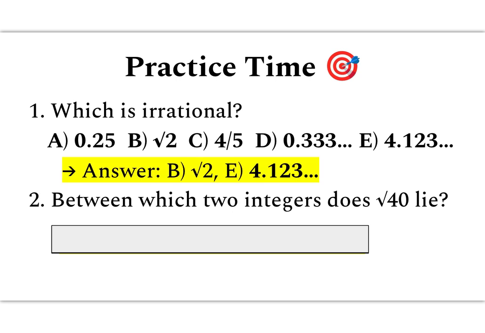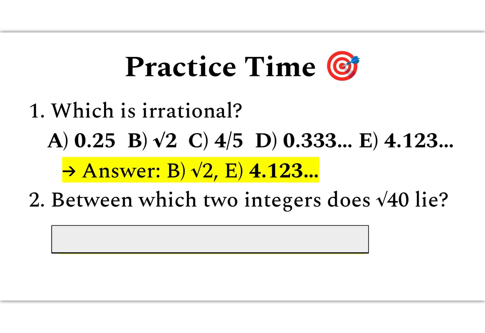Question A, the answer is B and E. It's asking you which is an irrational number. We already talked about square root of 2, and this is not a perfect square, therefore it's an irrational number. And E, because the decimals are non-terminating, we know that. And also it's non-repeating because it doesn't show any pattern.